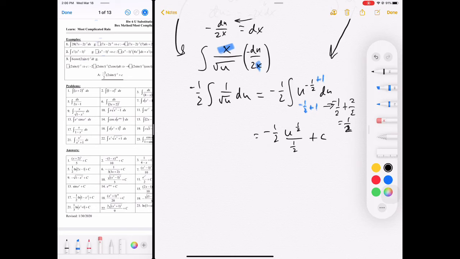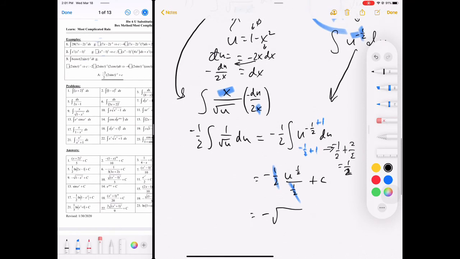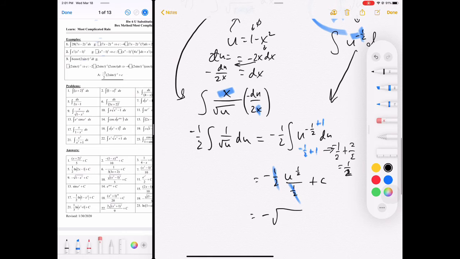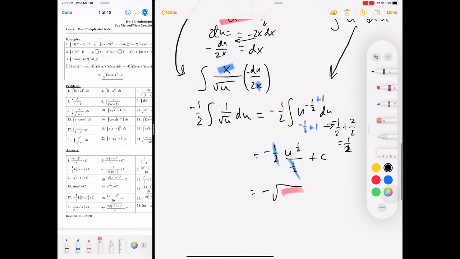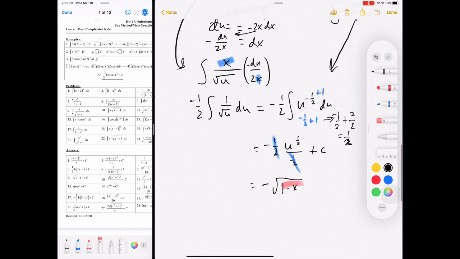Let's go ahead and rewrite back our u value. These end up dividing out. Negative the square root of my u value back here, which was 1 minus x squared. 1 minus x squared, we can write that right there. 1 minus x squared plus c.